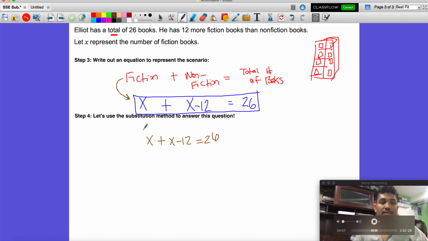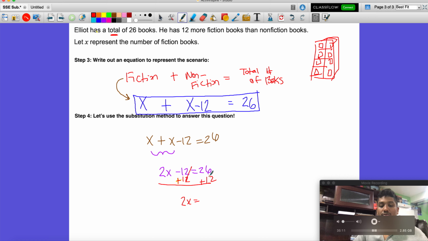Now, how would we solve this? Just use it the way we normally do, right? We would combine like terms right there, get all the x's together. So you have 2x minus 12 is equal to 26. Then we want to get this x by itself. So how do we do that? Yep, just add. That's a horrible color. I don't know why I chose that. Add 12 to both sides.